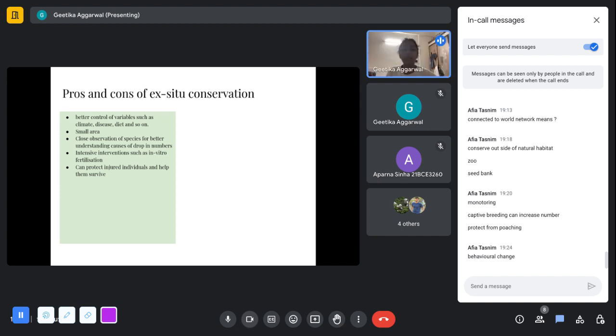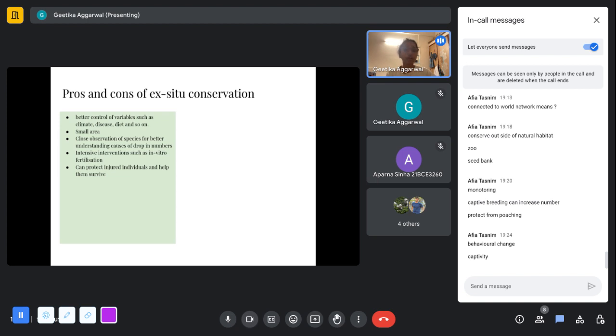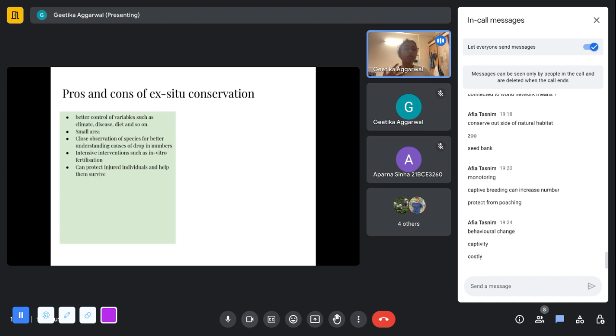Behavioral change, yes, you're correct. They will lose some of their wild behaviors. For example, in the case of carnivores, which are supposed to run after the prey and capture them, they will not be able to do all this because they are getting served on a platter. They're getting their food chopped up and everything. They will not develop the same hunting skills as their ancestors might have, because they will not have to carry out hunting. It is costly, yes. You're keeping them in captivity, that is also true.